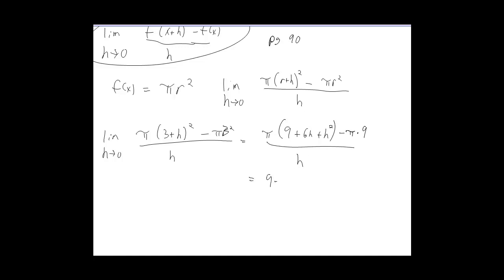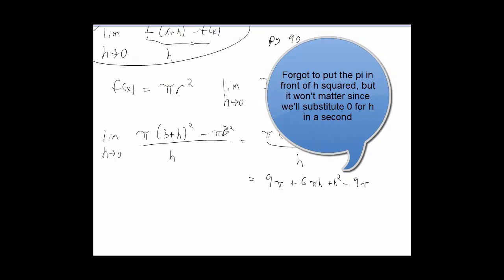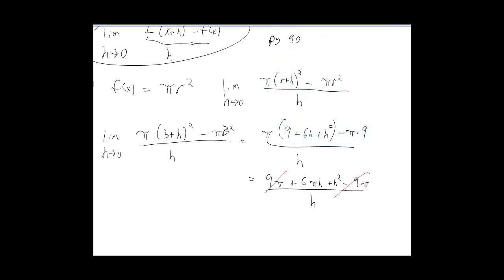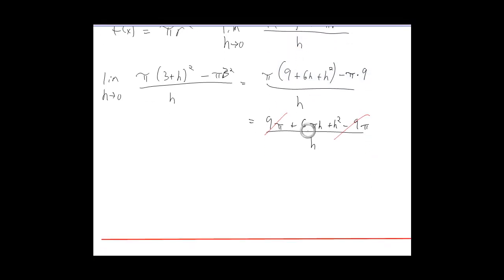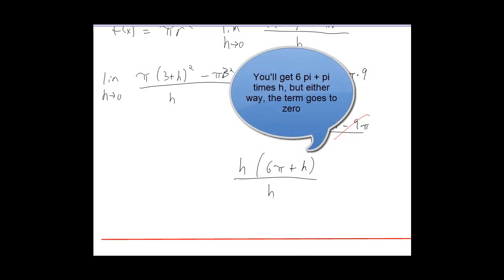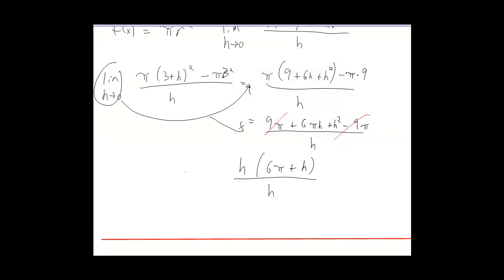So what we've got is 9 pi plus 6 pi h plus pi h squared minus 9 pi over h. If you notice, 9 pi minus 9 pi cancels out. So you're just left with 6 pi h plus h squared. I can factor an h out of the top and cancel that. When you factor the h out, you get 6 pi plus h in your numerator and h in the denominator. But remember, on all these, we're taking the limit as h approaches 0.